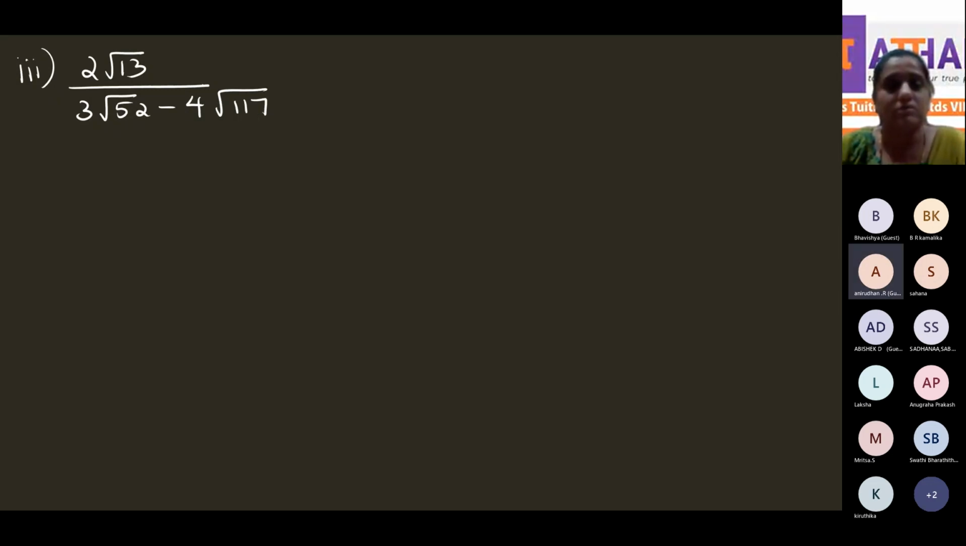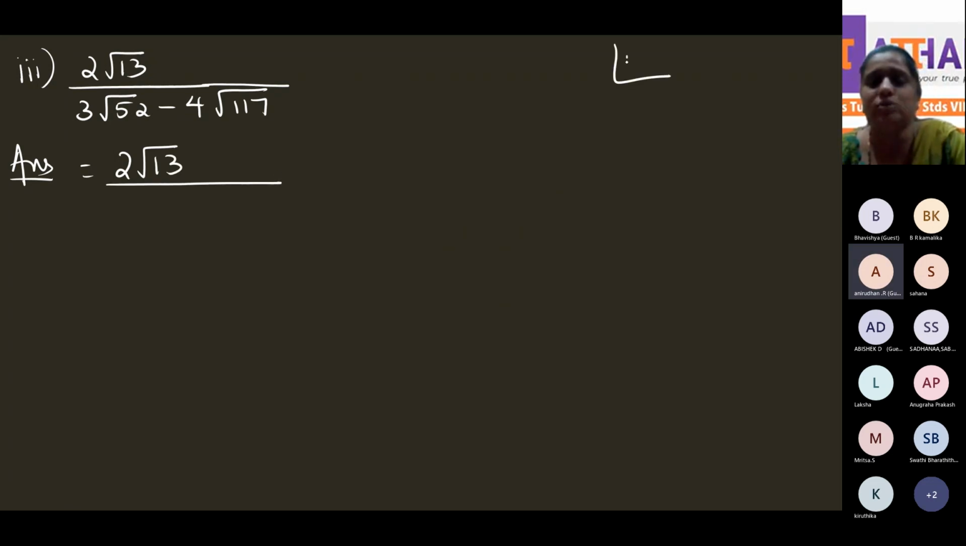Anirudh? Yes. Let's do this together. 13 is a prime number, so you cannot break down 13. 13 is 13 itself. It's a prime number, you cannot write it as a product of its factors. So 13 is only 1 into 13. So we write the numerator as it is.